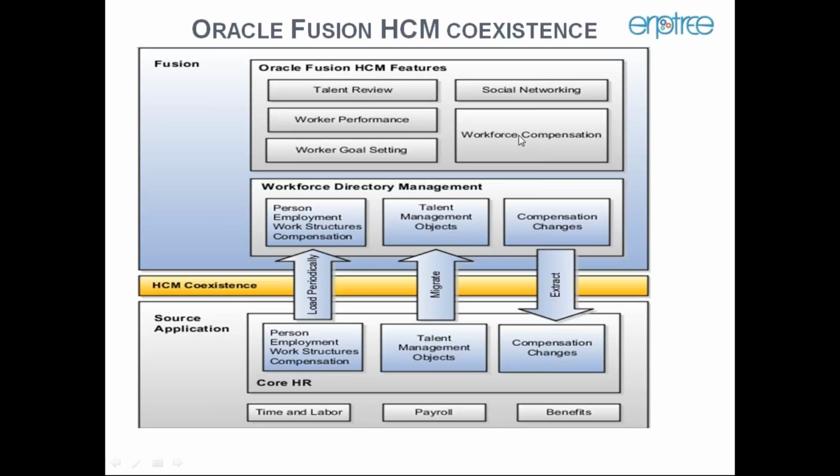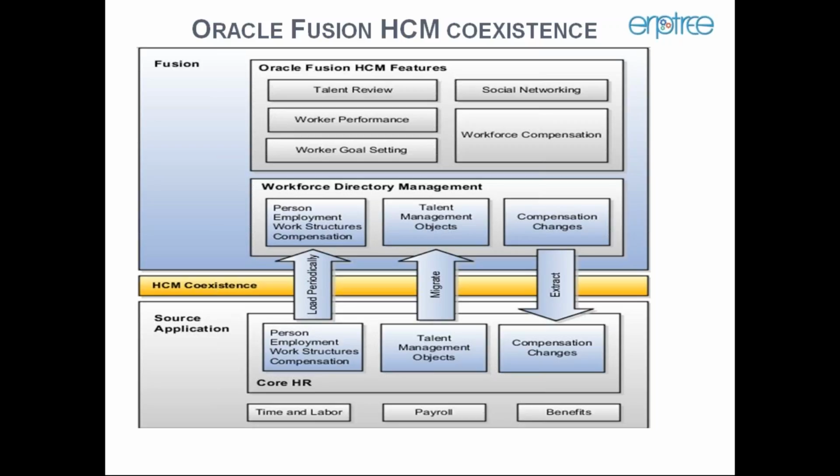Okay. So let's suppose we have a third party, Oracle EBS, where the client wants to maintain their time and labor or payroll and benefits, but they want to migrate their person data, employment data, work structure data, or the talent management and the compensation part. It will be managed in Fusion. So Fusion will work along with the other third party system. In our case, it's EBS.